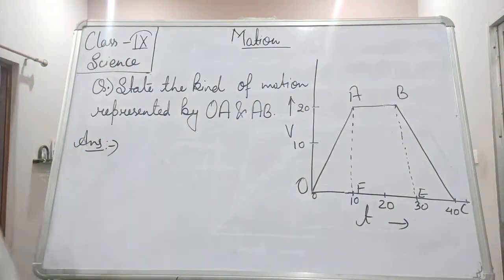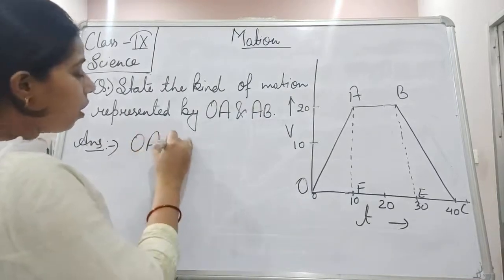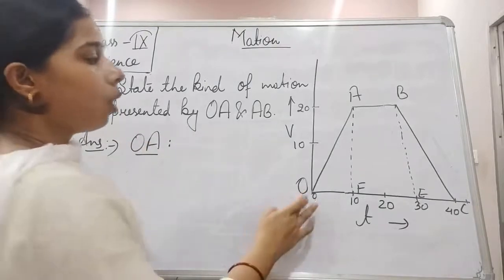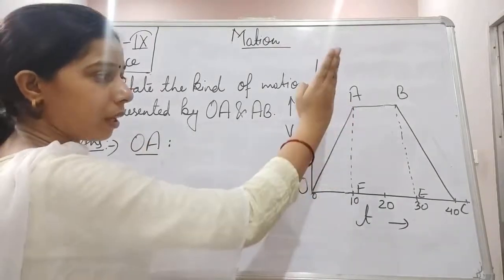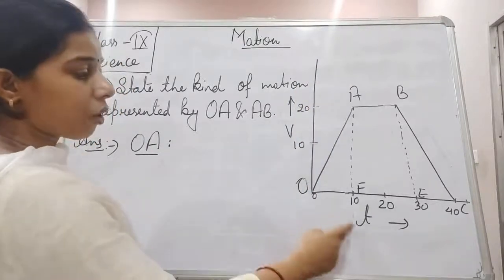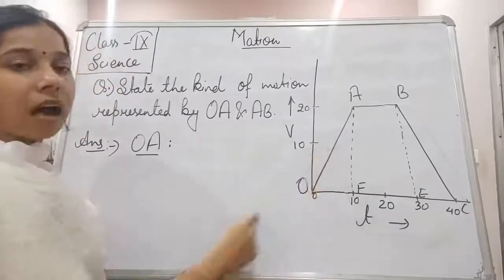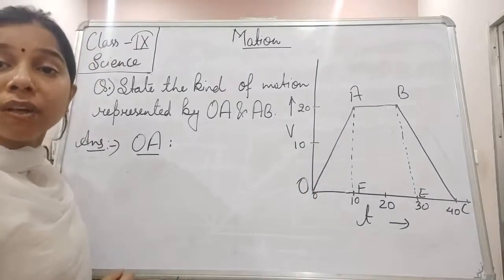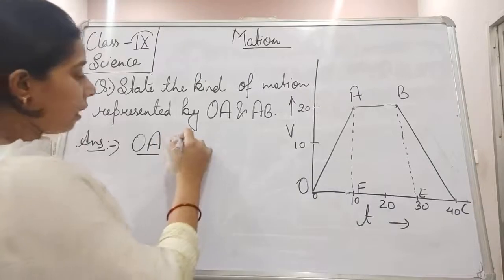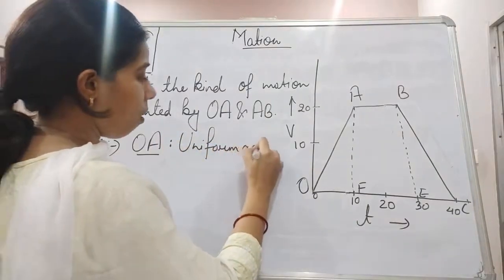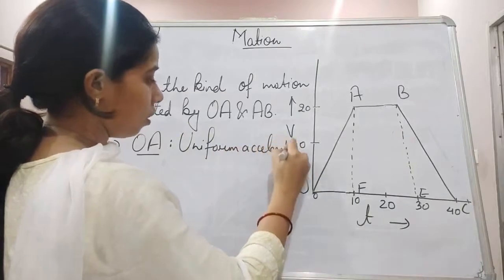So you see here, at first, if we talk about OA, OA is a straight line which is moving in the upward direction. So since this is a velocity time graph, it helps us in telling that the object is moving with uniform acceleration. So we can say it is showing the uniform acceleration.